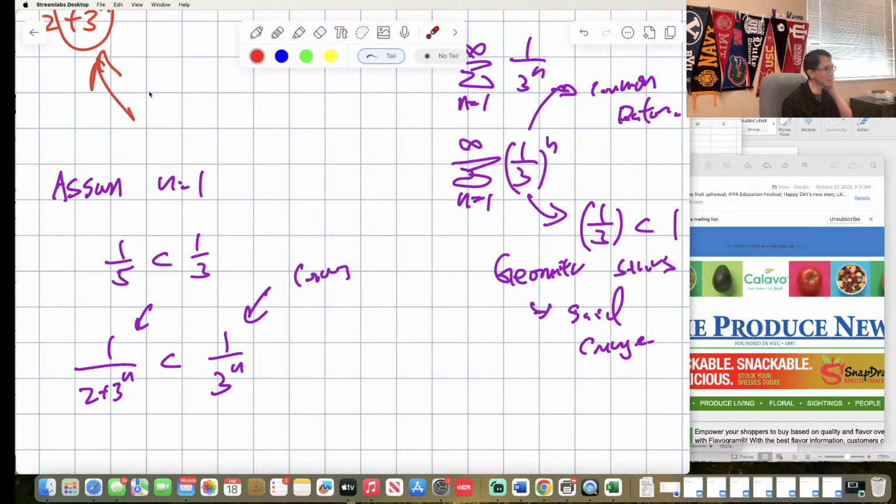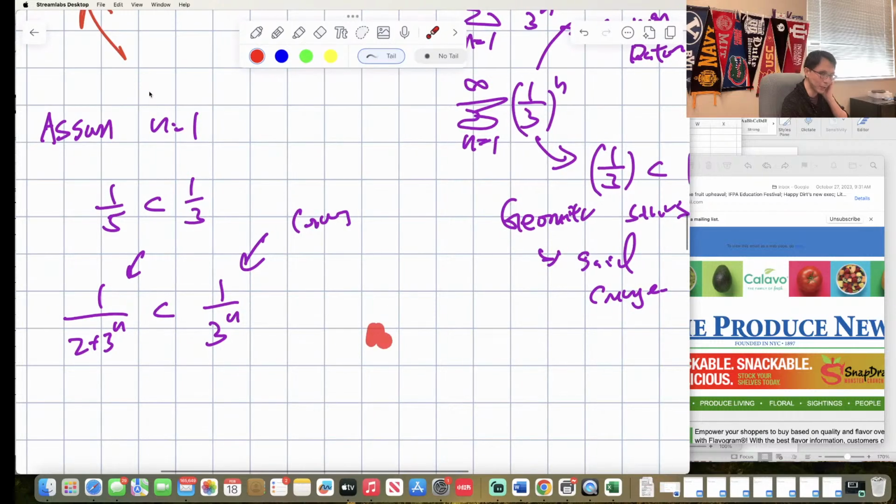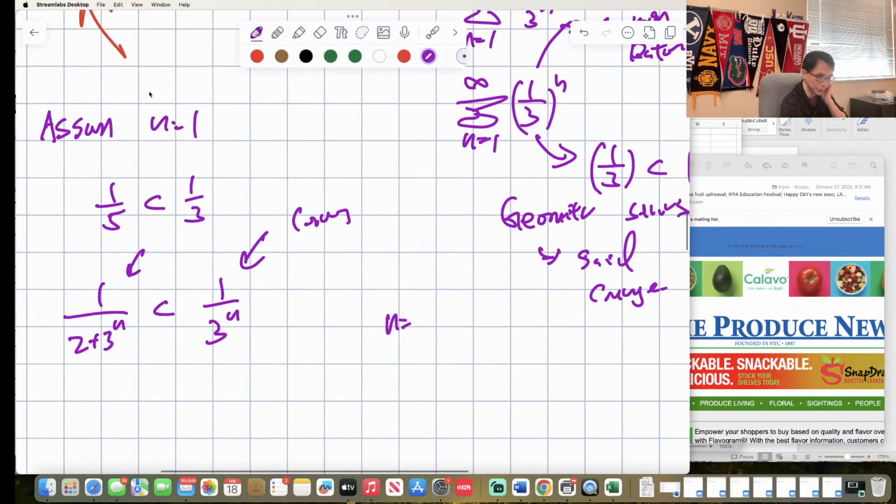You can plug in 2. Assume n equal to 2. Then 1 over 9 plus 2 is less than 1 over 9, because this one has a greater denominator, so it has to be lesser.